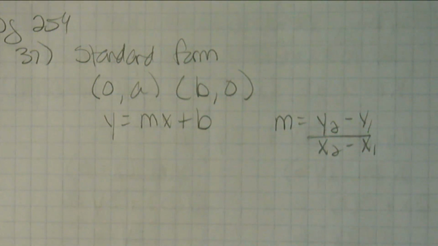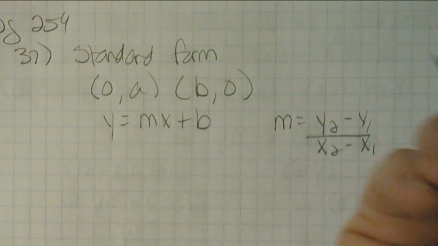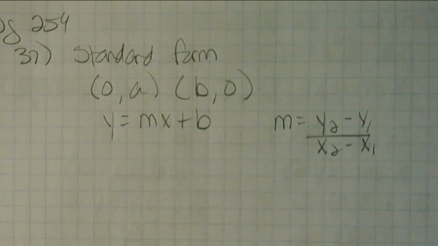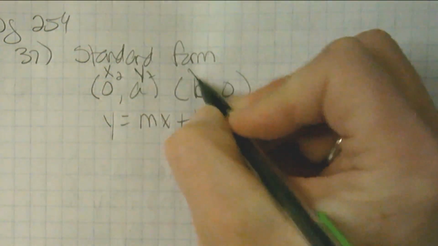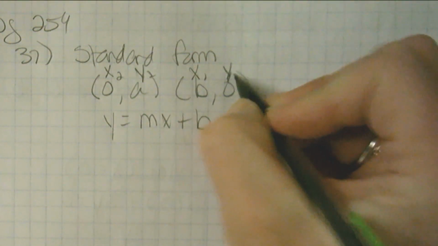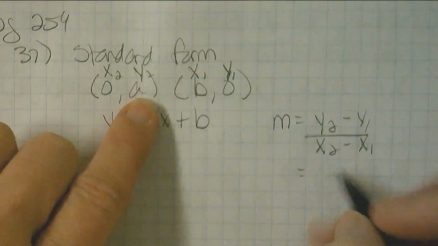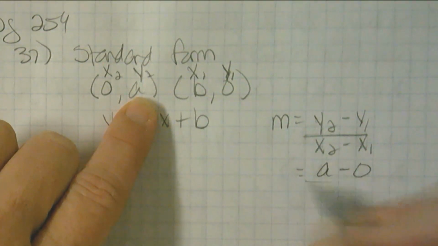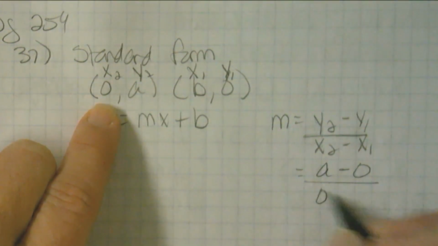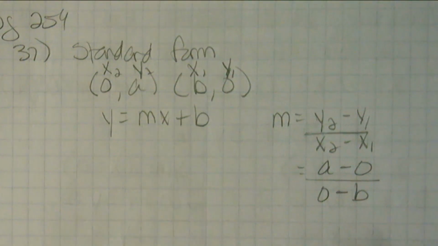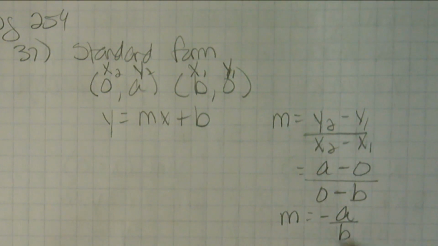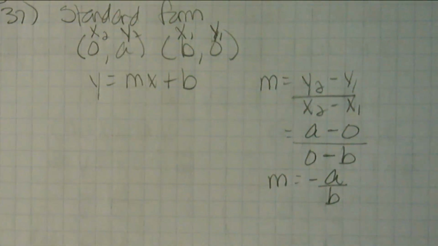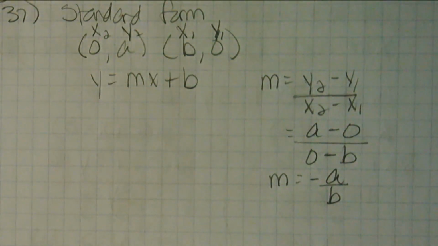All right, so I'm going to find my slope first. It doesn't matter which is my x1, y1 and x2, y2, so I'm just going to label these. So I end up with A minus 0 over 0 minus B. So my slope is negative A over B. That's the first part of this.